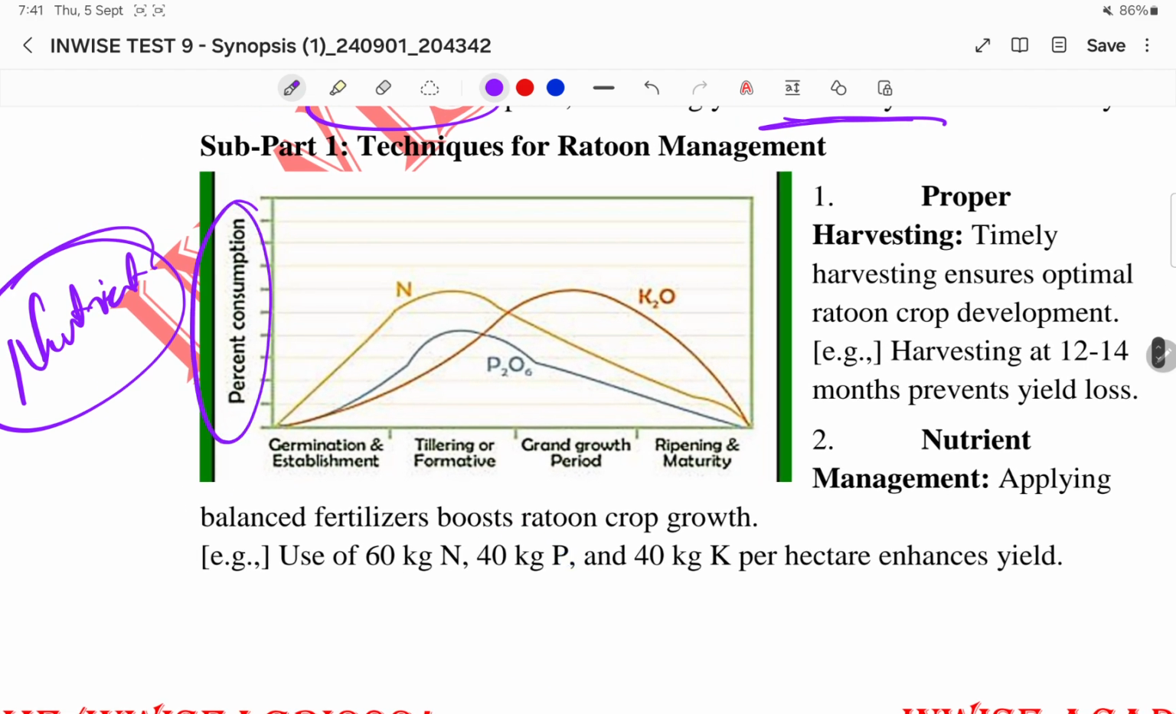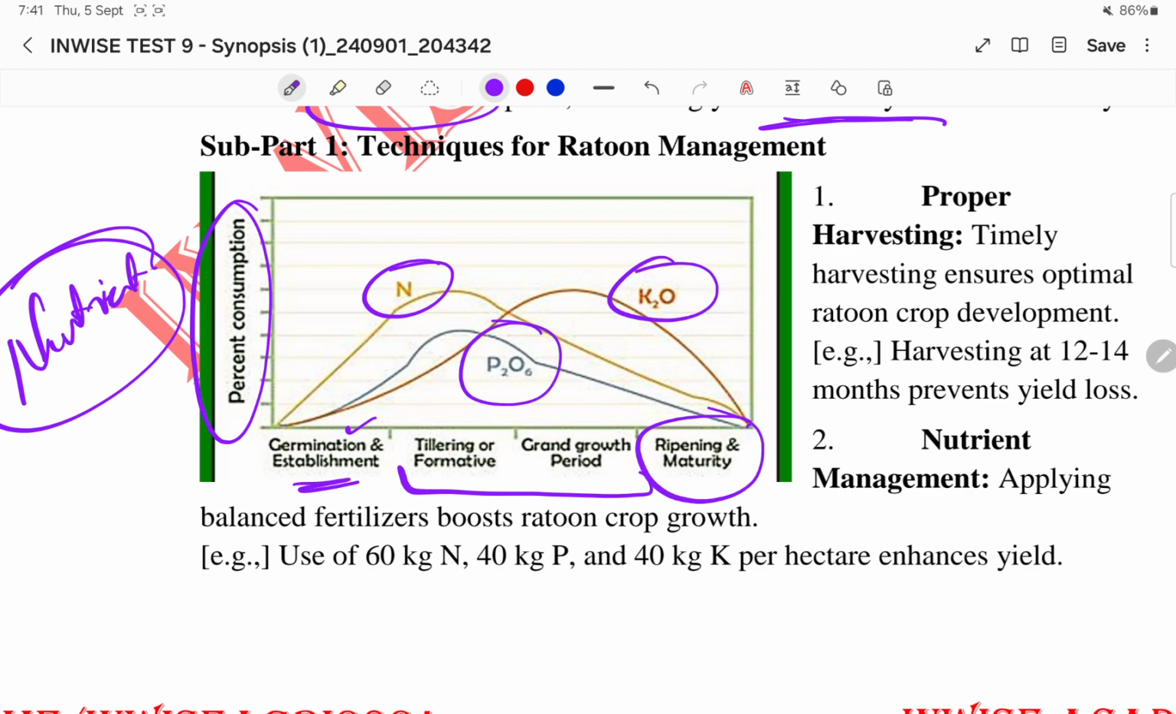See, percent of consumption, how their consumption is, and these are the stages. In the germination and establishment stage, more consumption will be with respect to nitrogen. But when it comes to the tillering, formative and grand growth period stage, you need to apply phosphate. And in the ripening and maturity stage, potassium.